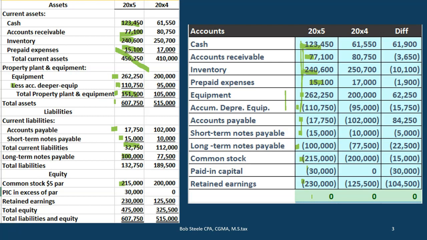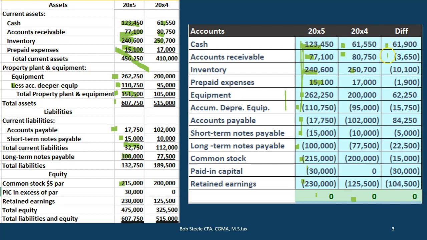In order to make the worksheet, of course, we'll do the same thing for 2000X4, pulling these numbers in the same fashion. And if we do that, then the debits and credits for 2000X4 will add up to 0. If the debits and credits for 2000X5 add up to 0 and the debits and the credits for 2000X4 add up to 0, we'll then take the change for all those amounts. So 2000X5 is 123,450 minus 2000X4, 61,550 means there's a change, a difference of 61,900.